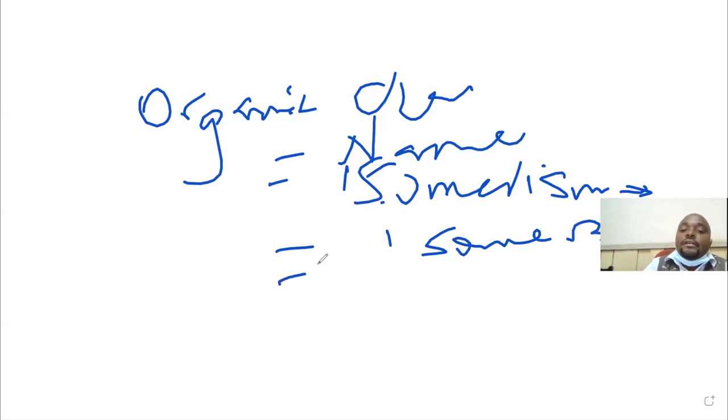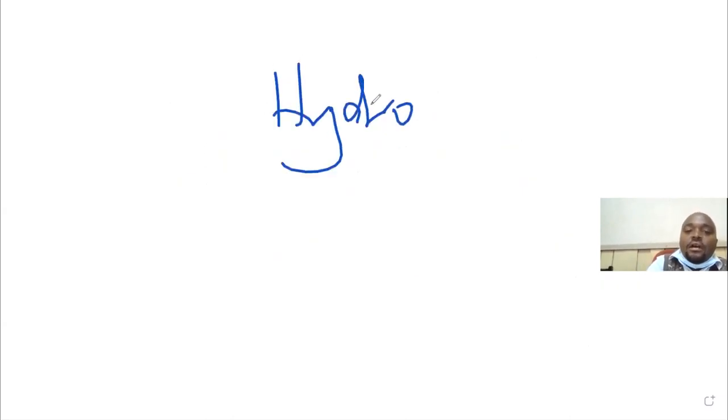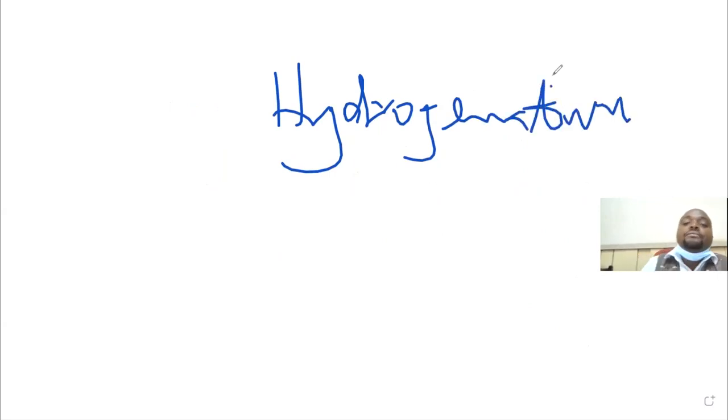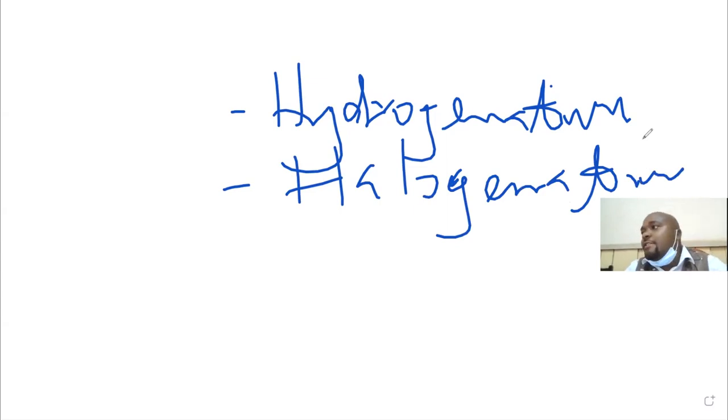Next, look at the addition reactions of alkenes and alkynes. Addition reactions of alkenes and alkynes. And here, specifically, we have hydrogenation. That is addition of hydrogen. We still have halogenation. That is an addition of halogen to either an alkene or an alkyne.